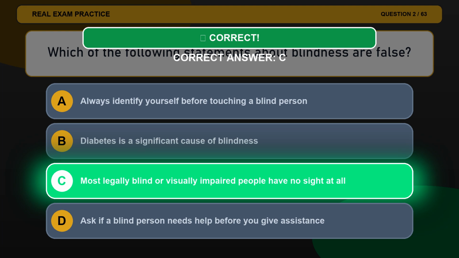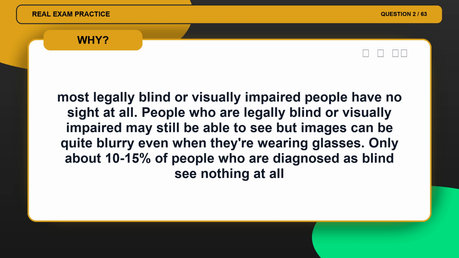Most legally blind or visually impaired people have no sight at all. People who are legally blind or visually impaired may still be able to see, but images can be quite blurry even when they're wearing glasses. Only about 10 to 15% of people who are diagnosed as blind see nothing at all.